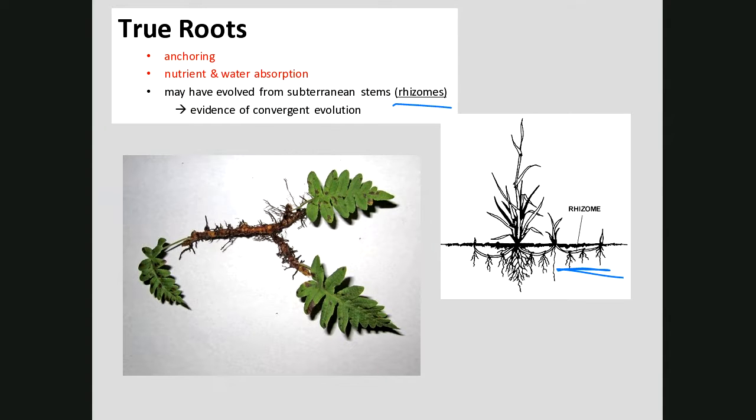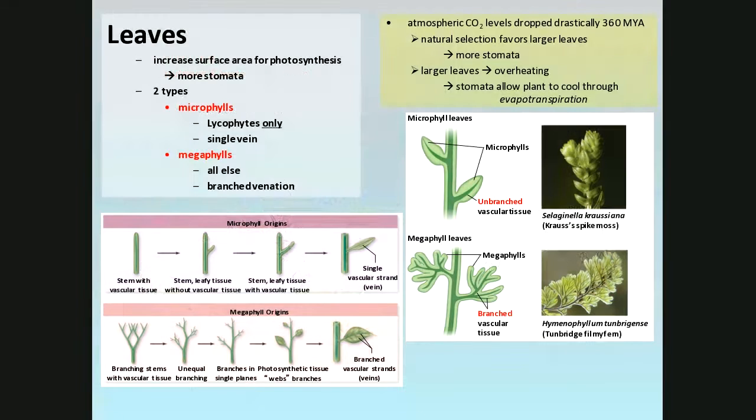Now what happened with the leaves with these plants? Well, the leaves got bigger. Why would leaves get bigger? Because you can photosynthesize more the bigger you are. Not only do you get more surface area, but you can have more stomata. Now remember, stomata are necessary. They're those openings on the bottom of the leaf that let carbon dioxide in and oxygen out. Again, driving the efficiency of photosynthesis.